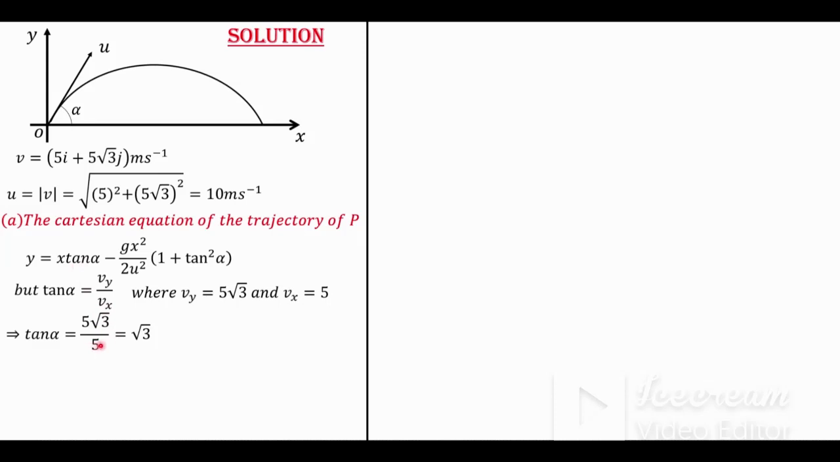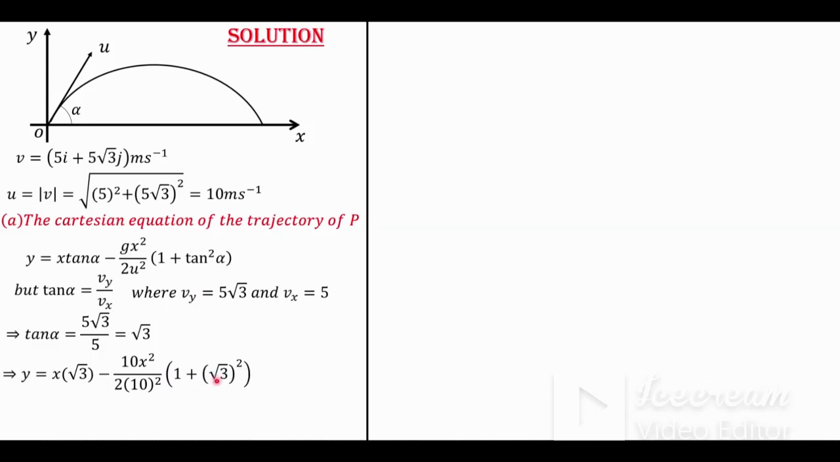What are we going to do next? We are simply going to substitute it back into this equation of the trajectory, having in mind that u is equal to 10 meters per second. Substituting those values, we obtain y to be equal to x tan alpha, which is square root of 3, minus g, which is 10 meters per second squared, times x squared divided by 2 times u squared, that is 10 meters per second squared, all that times 1 plus tan squared alpha.